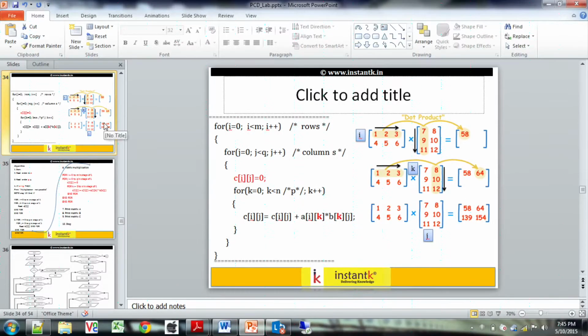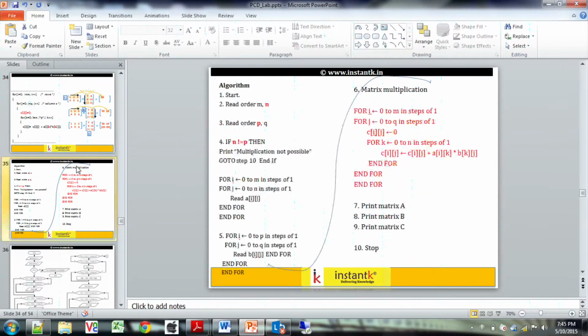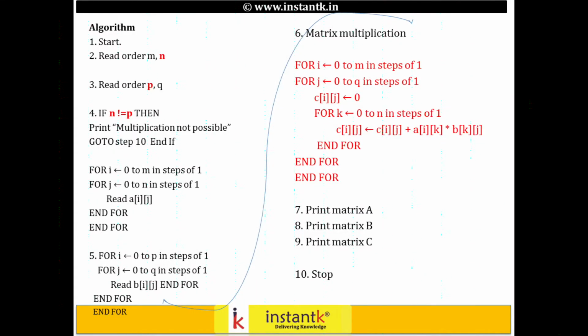Okay, so let me quickly go through the algorithm part. If the examiner asks you to write an algorithm, it is in this order: read the order of array matrix A, m and n, read the order p and q. If n is not equal to p, multiplication not possible, go to step 10. Okay, then in a loop of m and n, read the array A of i of j, and the same for p and q, read the array B of i of j.